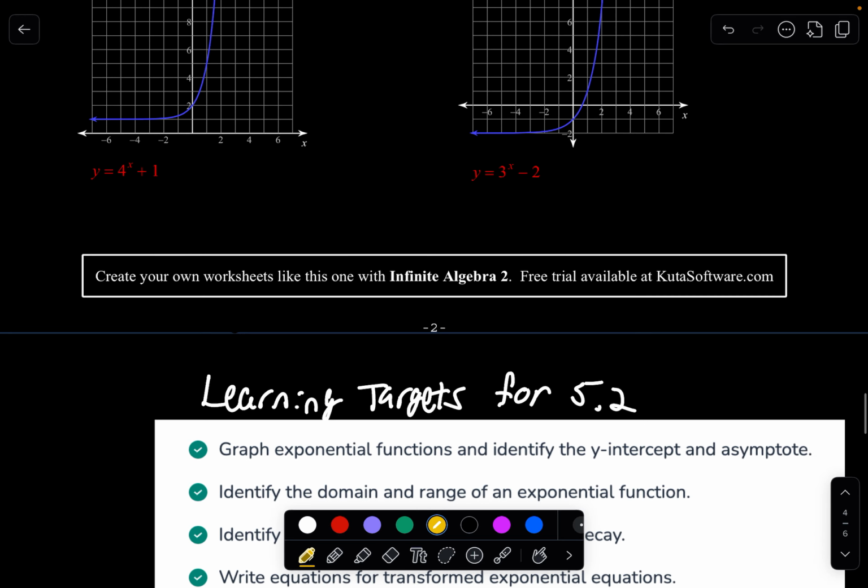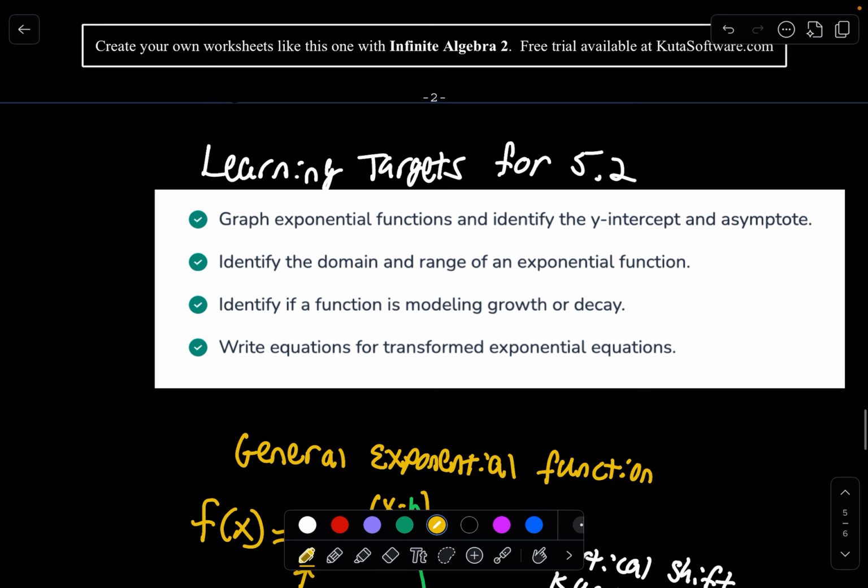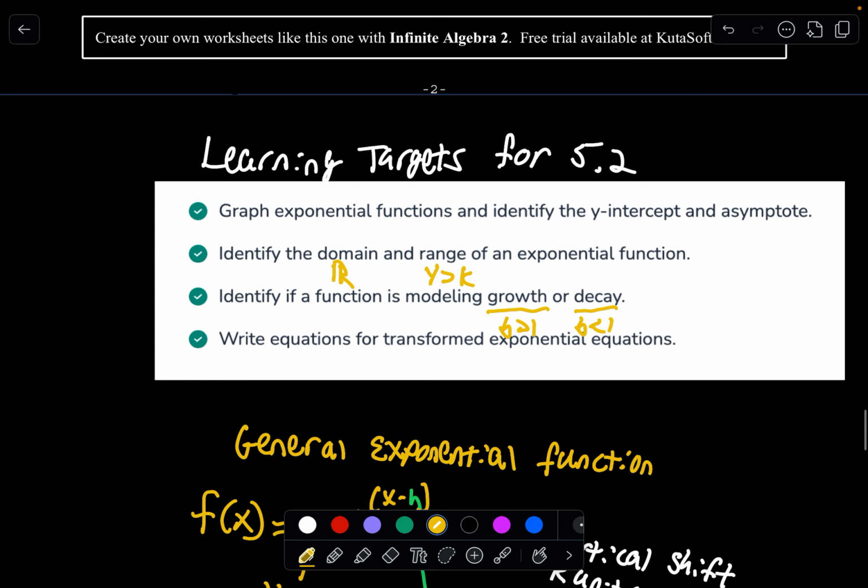All right? So the learning targets. We learned how to graph exponential functions and identify the y-intercept and asymptote. We learned how to identify the domain, which will always be, for these, all real numbers, and the range, which is going to be, for this, y is greater than whatever the k value is. Know if modeling growth, that means the base b is greater than 1, or decay, which means the base b is less than 1. And write equations for transformed exponential equations.